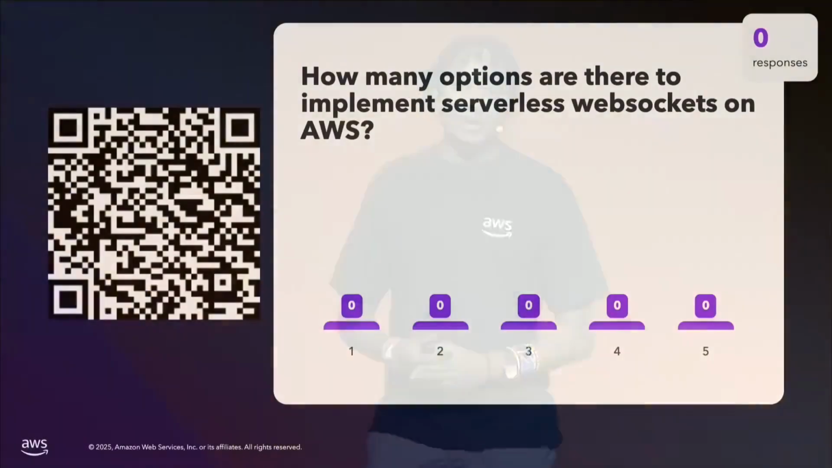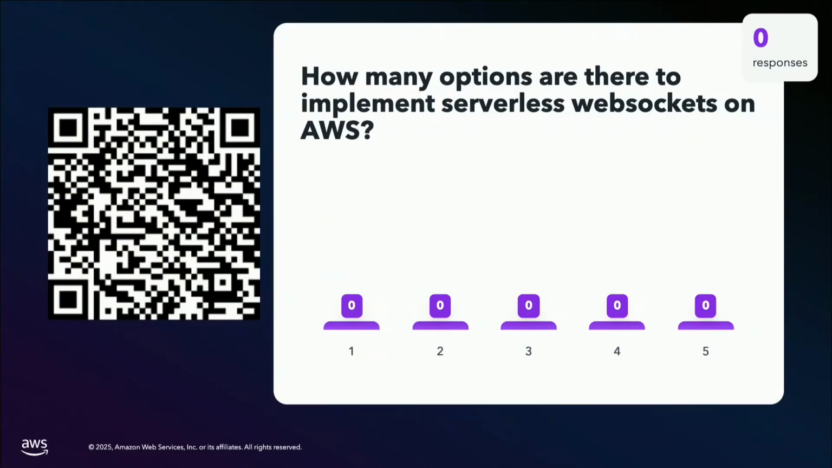So let's look at how we can go about learning more about this technology and implementing it. Does that work? Yeah. So we'll kick it off with a quiz. And I'll also invite you to scan the QR code above and answer the question, how many options are there to implement serverless WebSockets on AWS? So the answers range from 1 to 5. And yeah, it can take a few seconds.